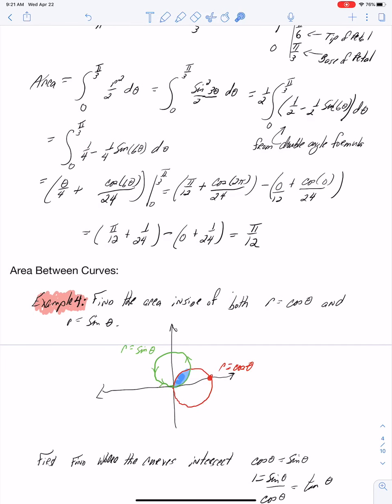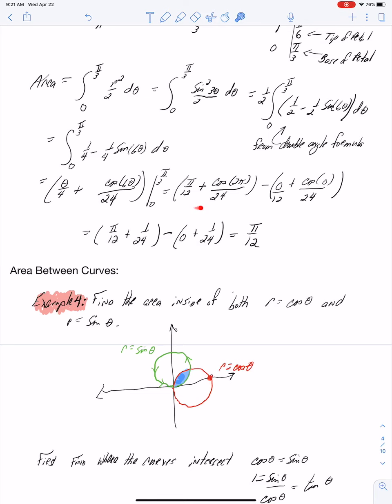If I integrate 1/4, it's theta over 4. Again, integrating sine 6 theta, it's a u substitution. u is equal to 6 theta. du is 6 d theta. It kicks out a 6 down below. And the integral of sine is minus cosine, but I've got a negative out there. That's how I get a plus cosine 6 theta over 24. And I evaluate that between 0 and pi over 3.